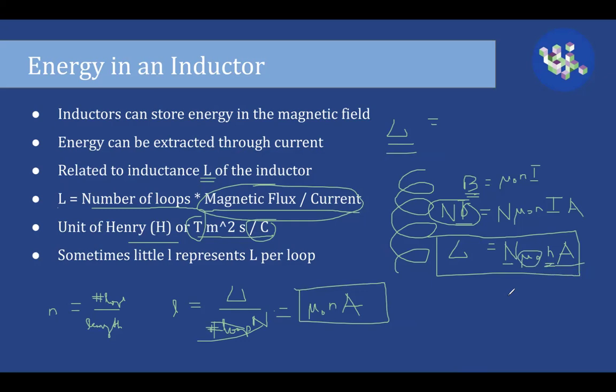Later on we're going to derive what exactly the energy in an inductor is, but here you can get a definition of the inductance of an inductor. It's defined as big L, and you can find it from the number of loops times the magnetic flux divided by the current. Let's go on.